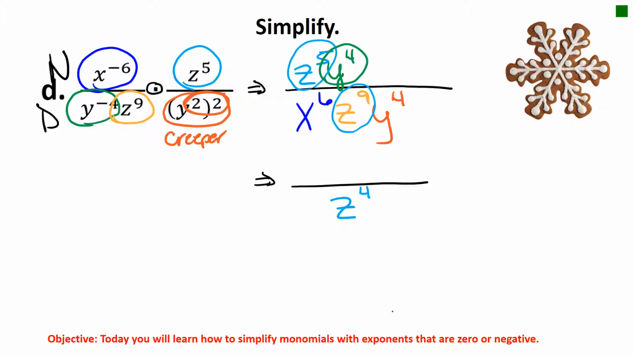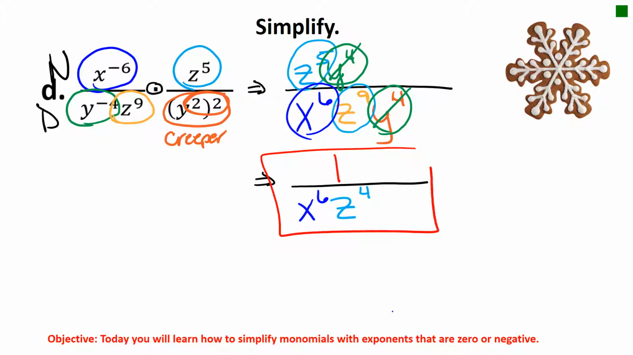Here's a y. I got 4 y's on top, 4 y's on the bottom. Oh, 4 minus 4 is 0, which means they equal 1, so they cancel. And then this is my only x, so I'm going to put x to the 6. Now that looks silly. What do we need up on top? We need to put a 1. So if you have a numerator without a number in it, you have to put a 1.